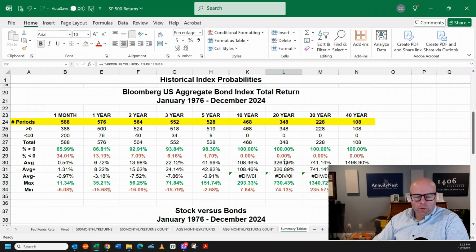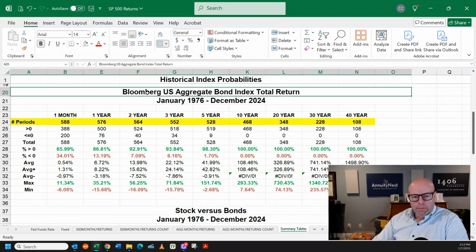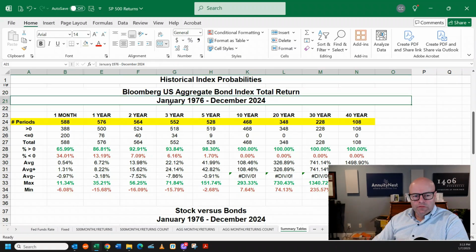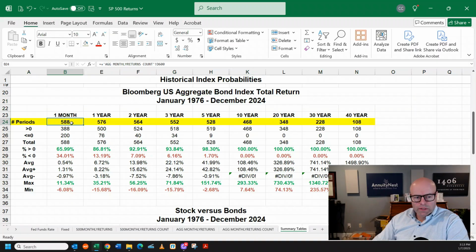Then I use as a contrast the Bloomberg U.S. Aggregate Bond Index total return. Now, this index, I only have information from January 1976 through December of 2024, so fewer periods. But I think it's enough time to see what the story is.